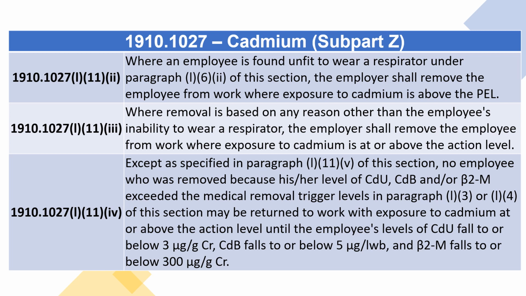1910.1027 L11(4): Except as specified in paragraph L11(4)(v) of this section, no employee who was removed because his/her level of CdU, CdB, and/or beta-2-M exceeded the medical removal trigger levels in paragraph L3 or L4 of this section may be returned to work with exposure to cadmium at or above the action level until the employee's levels of CdU fall to or below 3 µg/g CR, CdB falls to or below 5 µg/LWB, and beta-2-M falls to or below 300 µg/g CR.